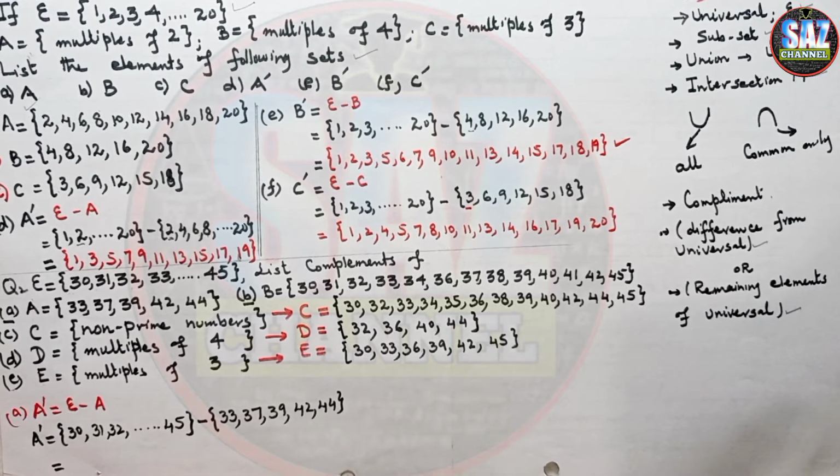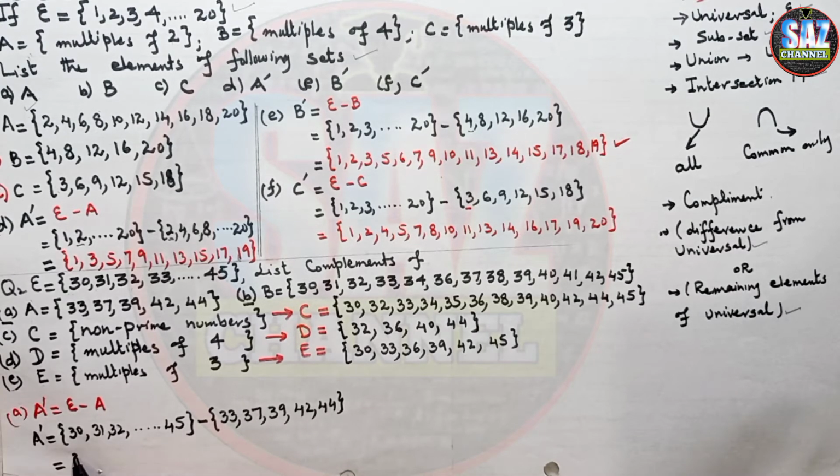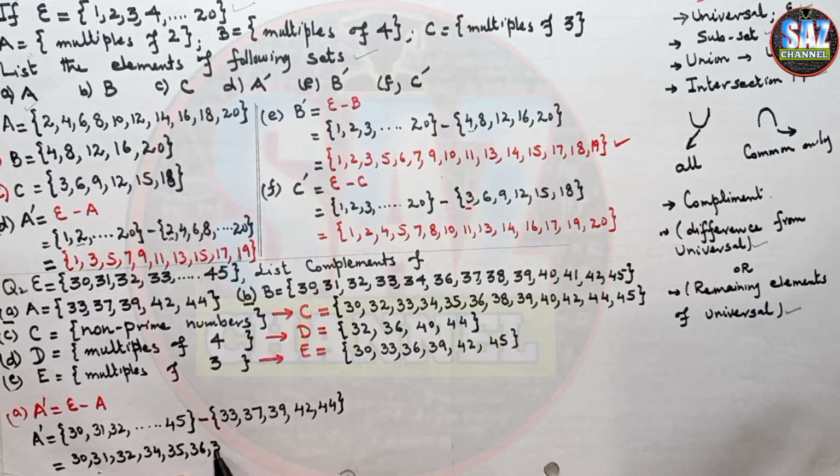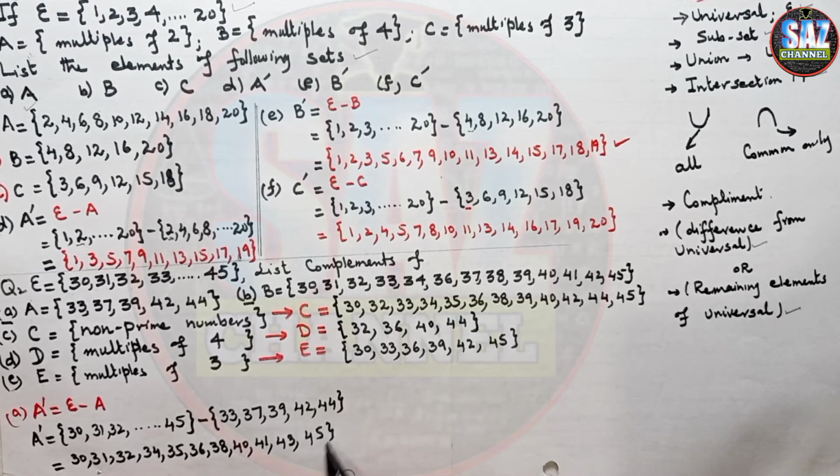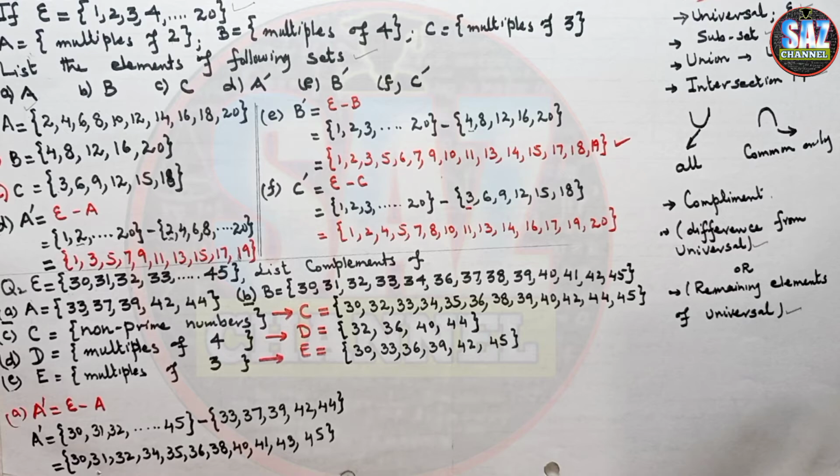So A complement, 30 is not in set A, so 30, 31, 32, then I have to skip 33, then 34, 35, 36, then I have to skip 37, 38, then I have to skip 39, then 40, then 41, I have to skip 42, 43, then I have to skip 44 and 45. I hope these are the elements which will be coming in A complement.